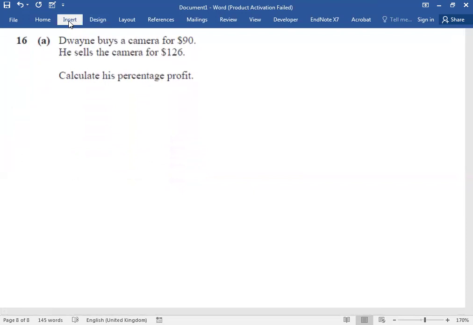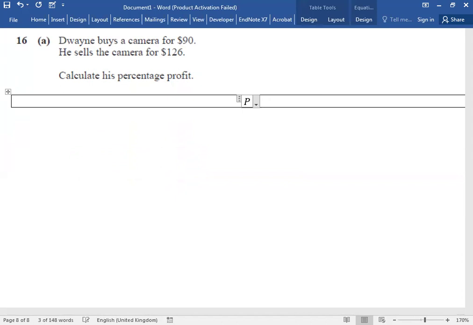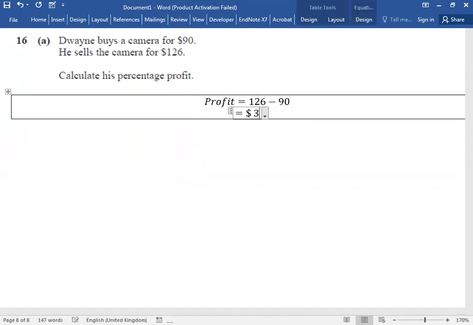Okay, class. Dwayne buys a camera for $90. He sells the camera for $126. Calculate his percentage profit. What is his profit? First tell me the profit. Write it down. What is the profit? $36. How did you find profit? 126 minus 90. So profit is $36.